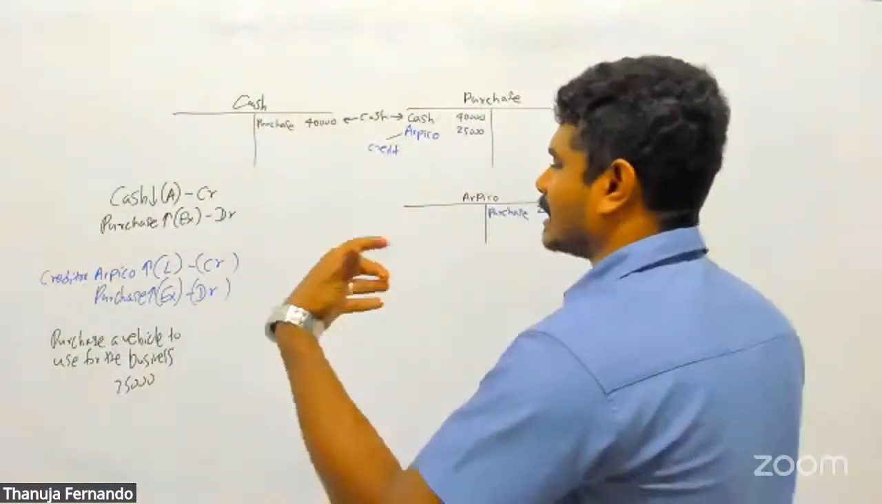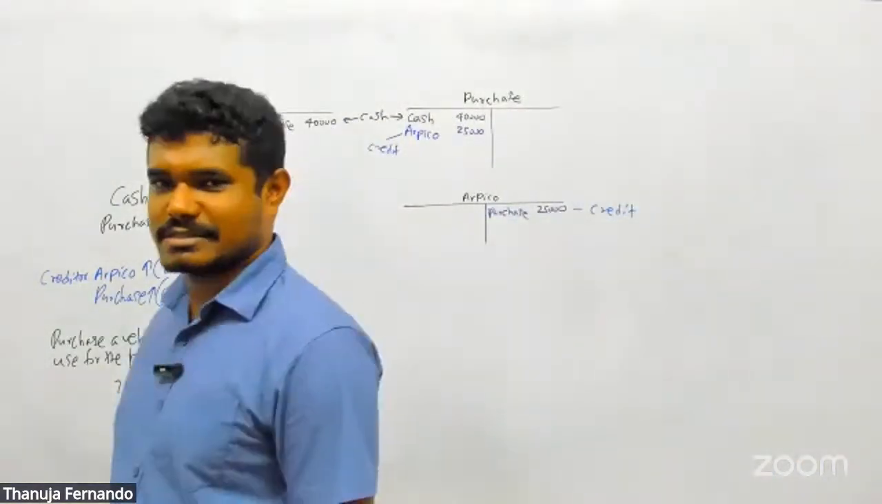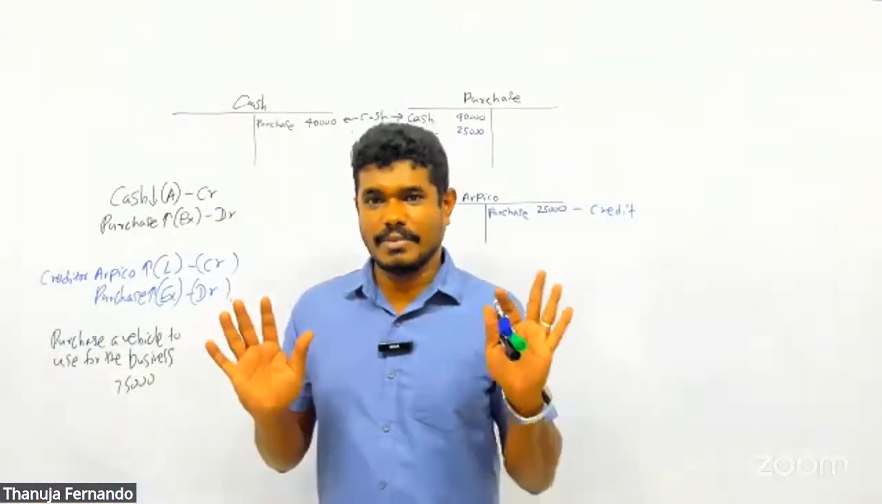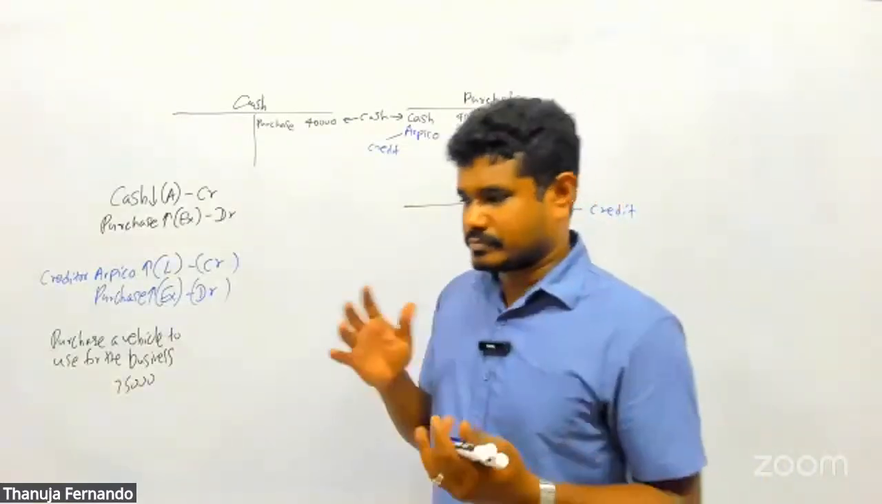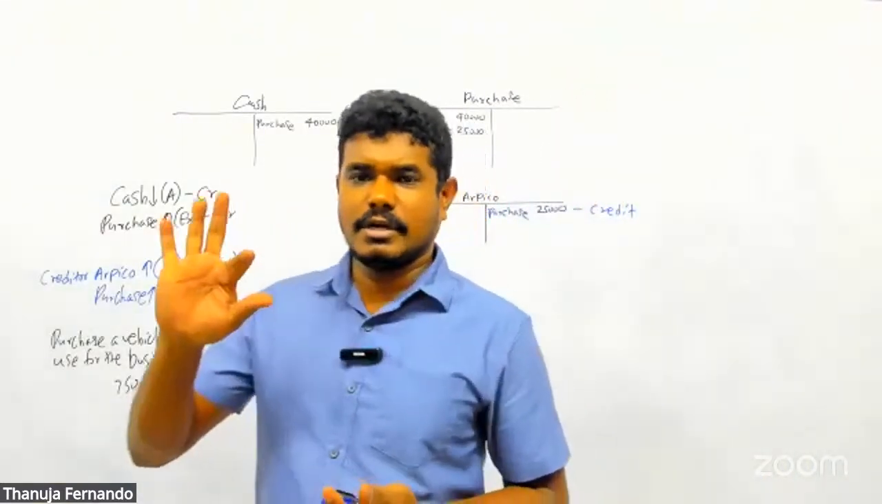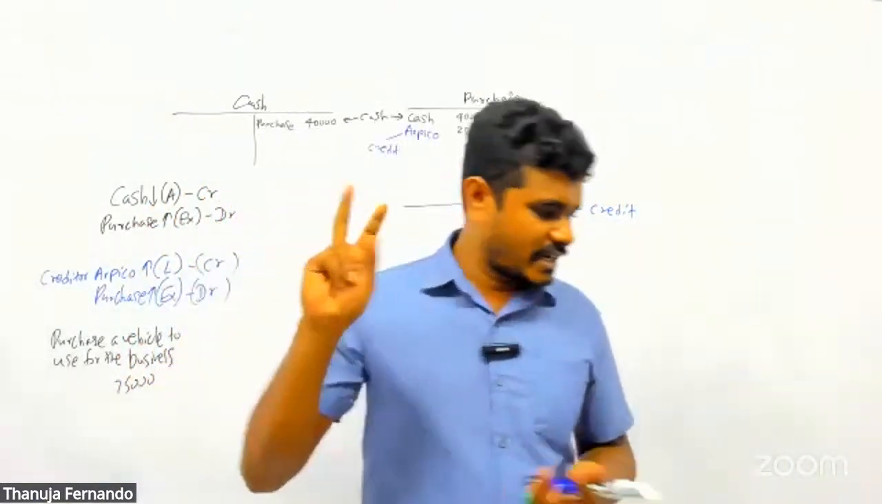Purchase a vehicle to use for the business, right? So we know we are buying something according to two main objectives.